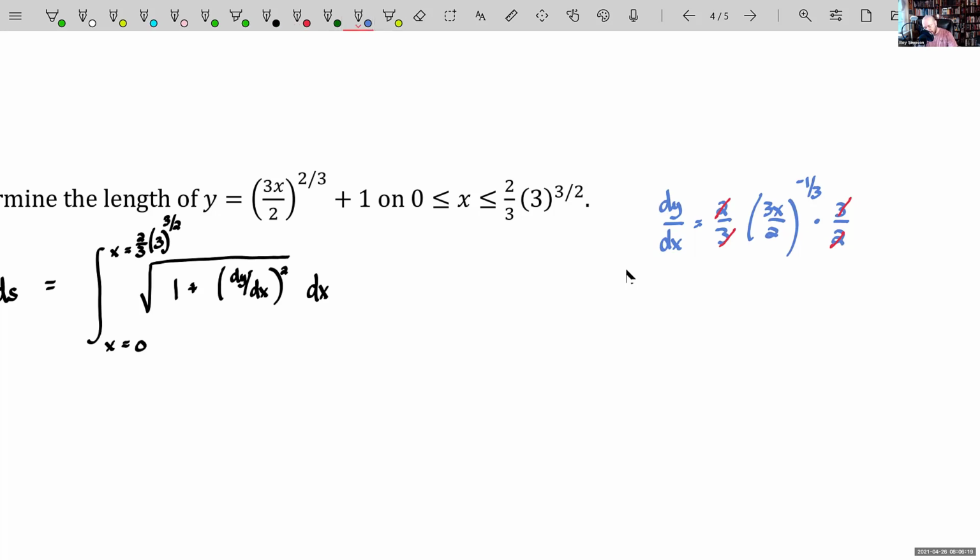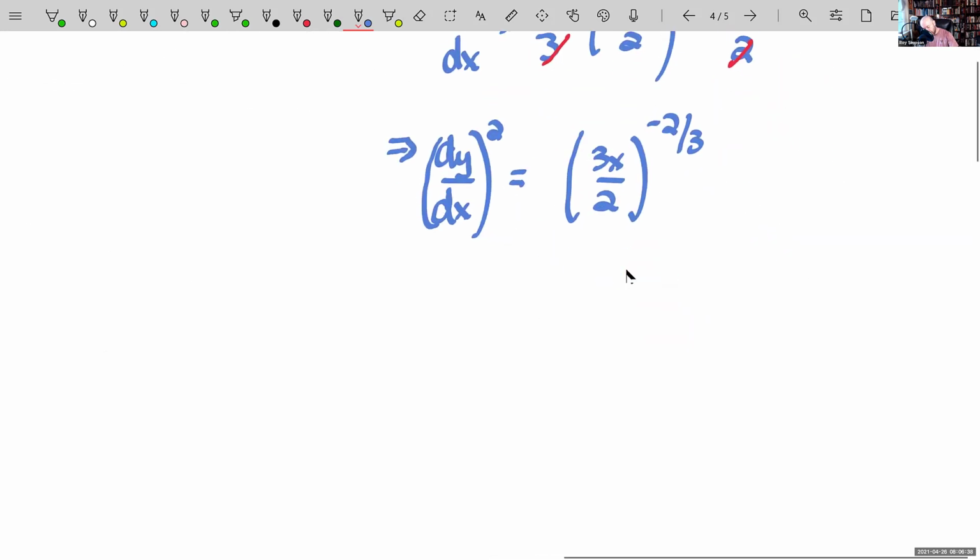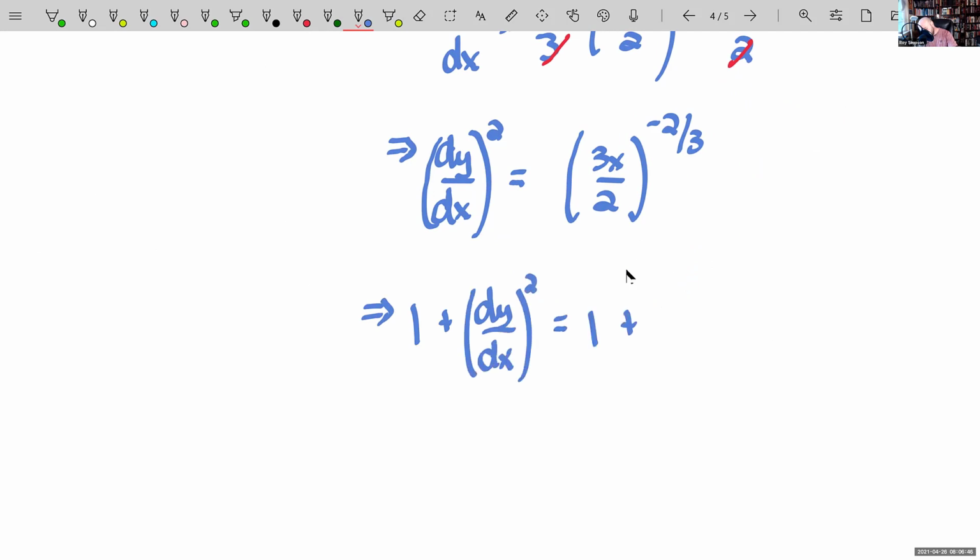And now I could say, oh, therefore, (dy/dx) squared is equal to that (3x over 2) to the negative 2/3 power, because you're just multiplying the exponent by 2 when you're squaring. And that will imply 1 plus (dy/dx) squared is just 1 plus that.